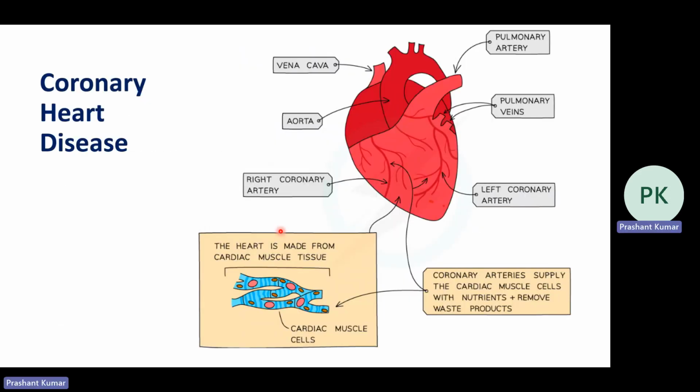Now we'll talk about coronary heart disease. When we say coronary, first of all, we have to understand the heart is pumping the blood, but the heart is also supplied with blood vessels, because the muscle cells in the heart also need oxygen and nutrients.